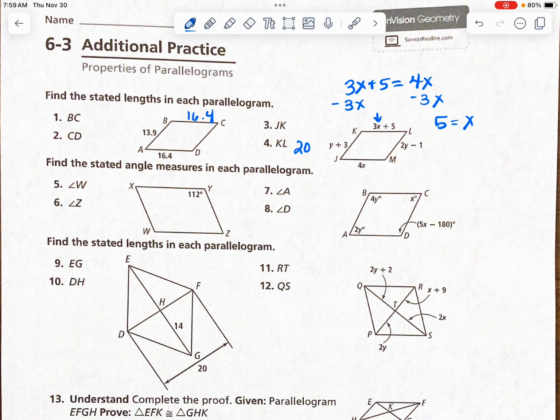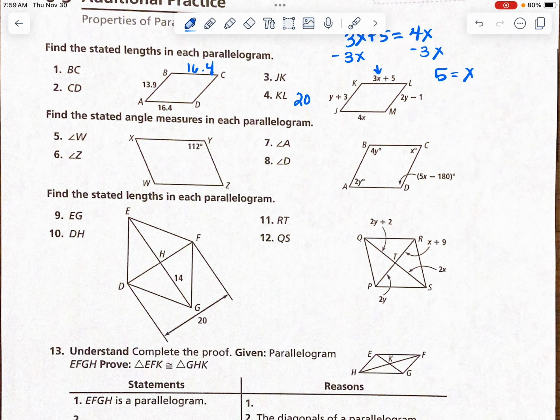As far as angles go, they're also pretty straightforward. So 5 through 8 deal with the properties of angles in parallelograms. Opposite angles are equal. So that's pretty straightforward. You have two obtuse angles and two acute angles, and they're equal to each other. The adjacent angles are supplementary. That's the other property. So for example, if I needed to find angle Z in this diagram, I would have to do 180 minus 112. And what's that? 68? That's 68. Okay, so remember that opposite angles are equal and consecutive angles are supplementary.